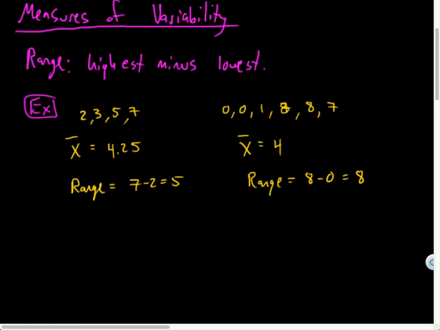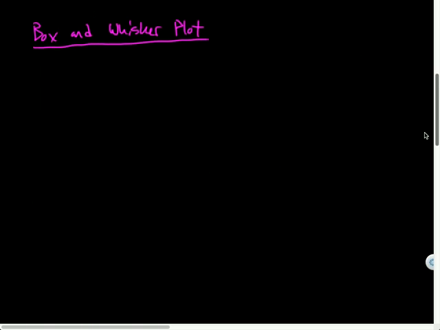Now a visual representation of variability is a box and whisker plot. Have you guys heard of a box and whisker plot? I'll show you what a box and whisker plot looks like. Is it a box with whiskers on it? Yes, you got it. So suppose I have a number line. I'm not even going to label this. And above this, I'm going to draw a box and some whiskers.